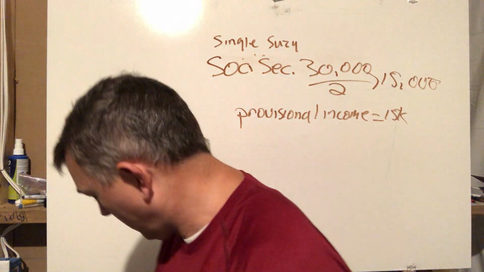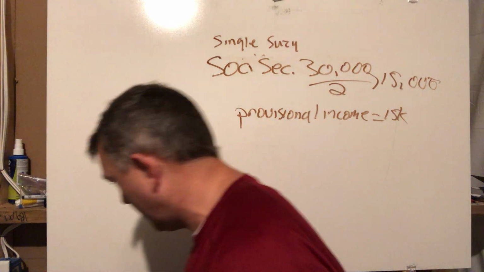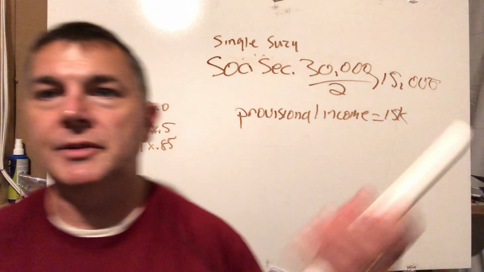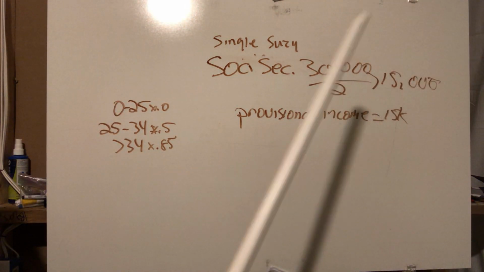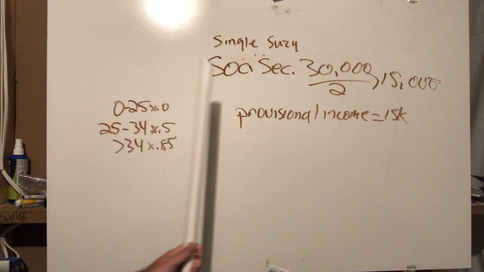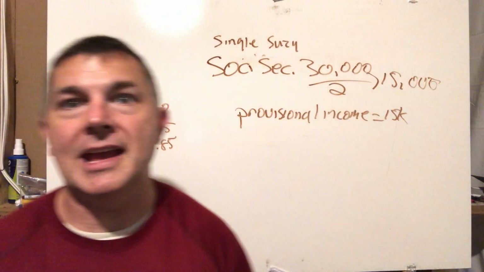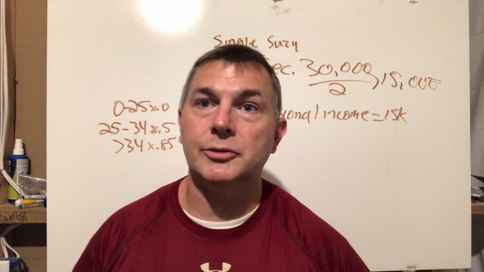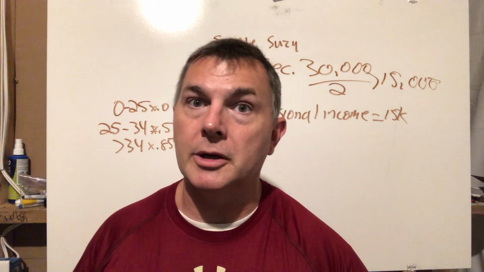All right, so we're going to take my trusty pointer. Oh yeah, PVC pointer. Look at that. And we're going to have single Susie. Single Susie has Social Security, and that's it for right now. We're going to do a couple different examples. So she has Social Security and no other income.